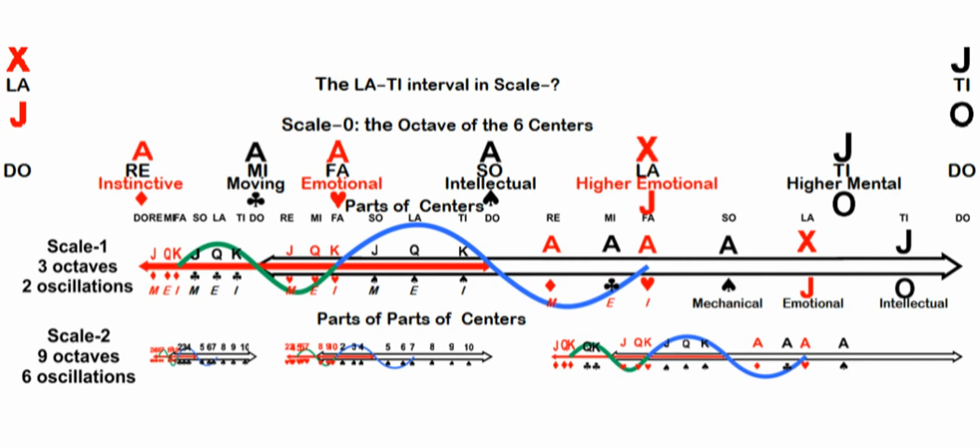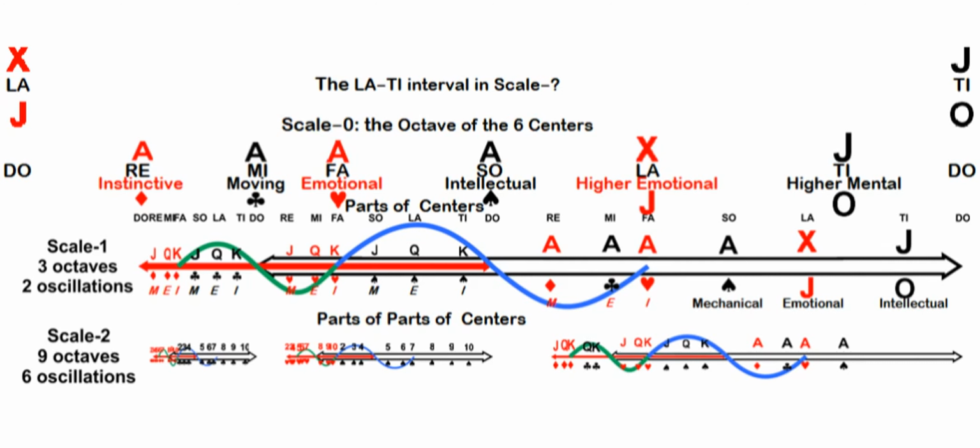In scale 1, we see how each of the 6 centers is in turn composed of 3 parts: a mechanical, an emotional, and an intellectual part. The jacks, queens, and kings represent those parts in the lower 4 centers, and the aces and jokers represent the parts of the higher 2 centers.